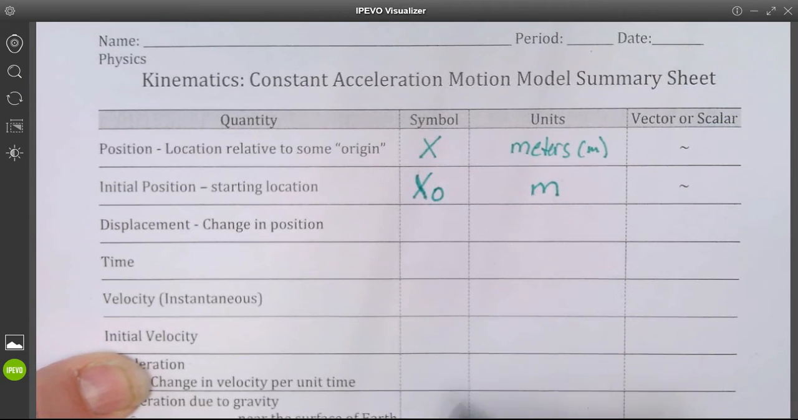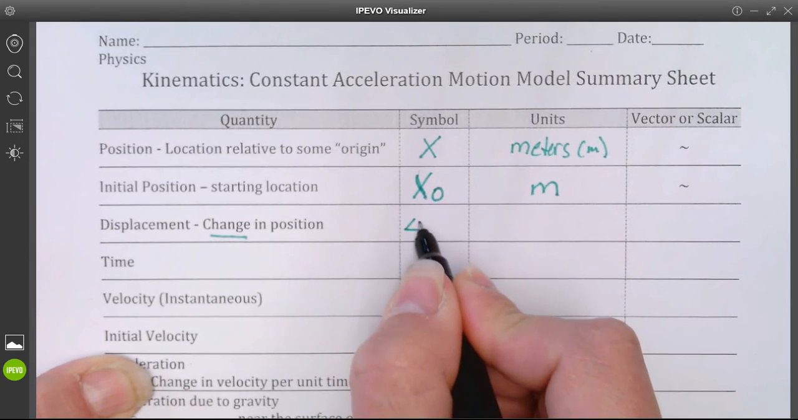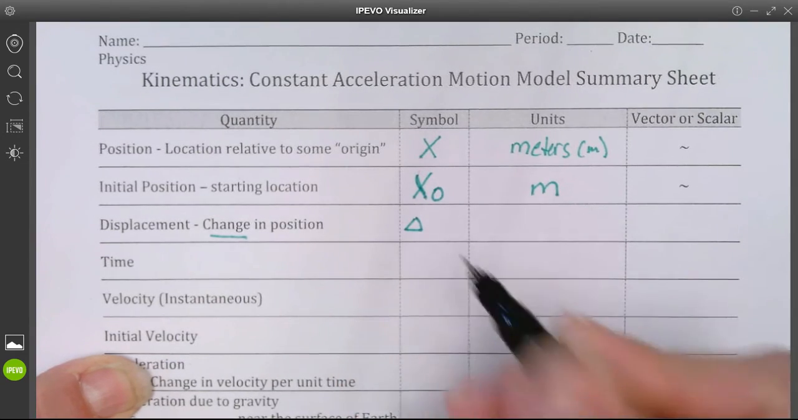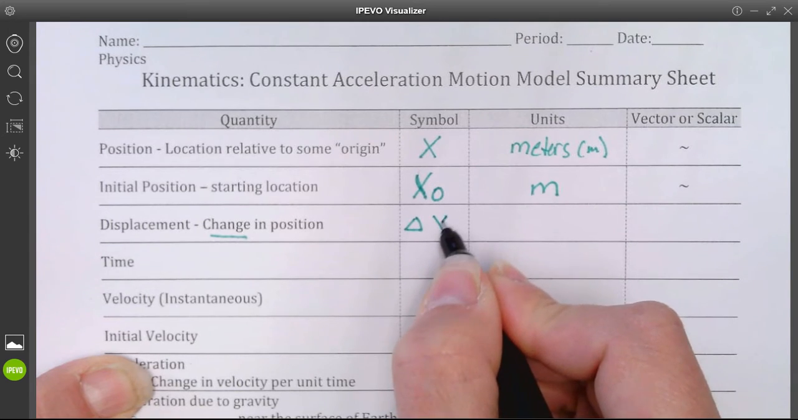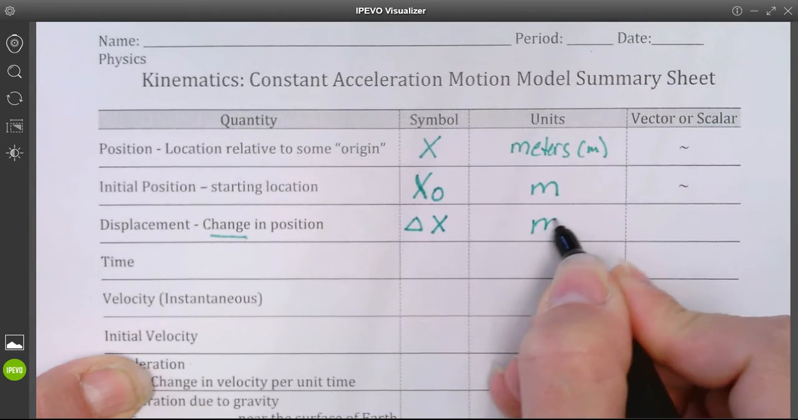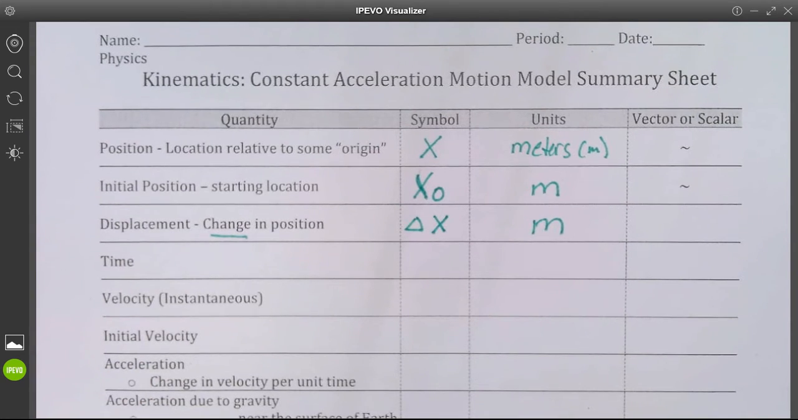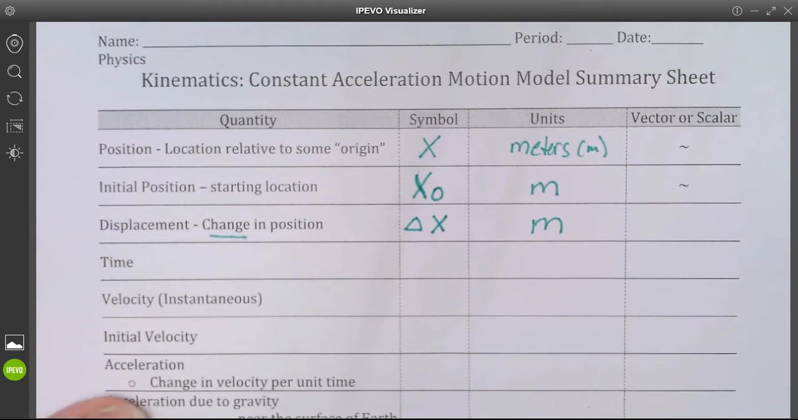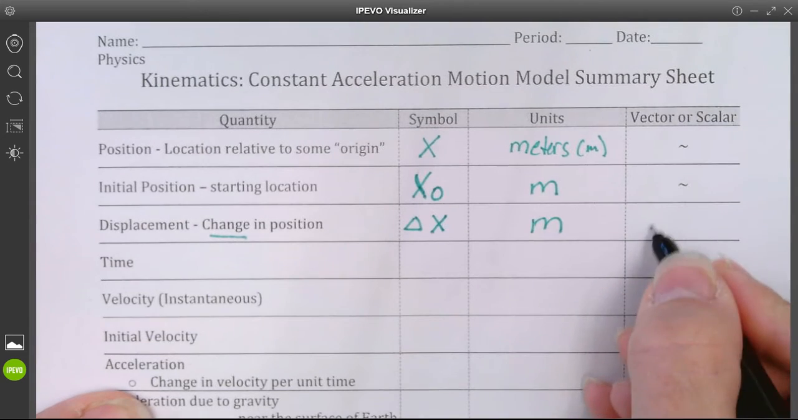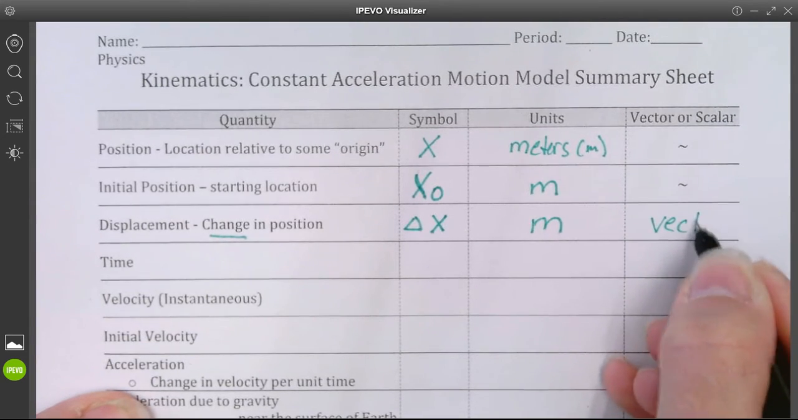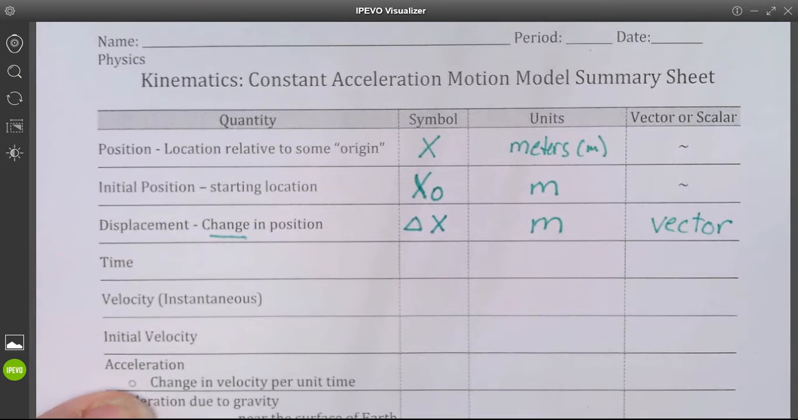Then displacement is the change in position. So change in, we use the Greek letter delta, which is just a little triangle. And so we'll say delta X. Okay, so remember, displacement is just change in position. Where did we end up compared to where did we start? And displacement is a vector, okay, because direction is a part of that. So for displacement, we'd have to indicate, is our displacement to the north, south, east, west, up, down, left, right, etc.